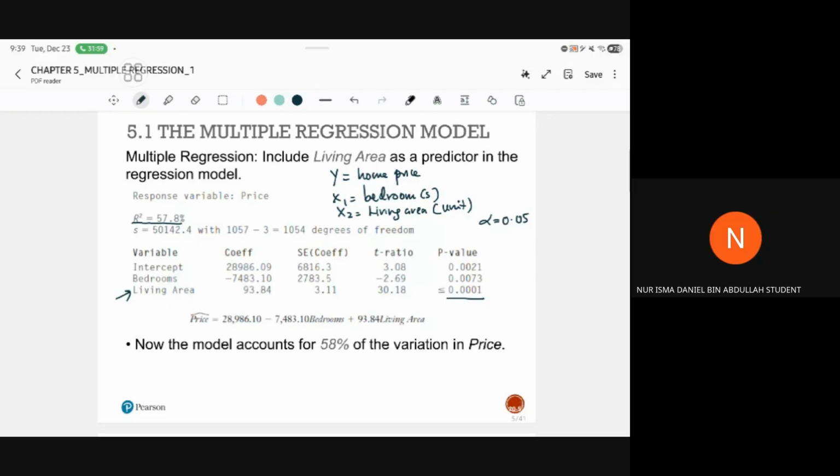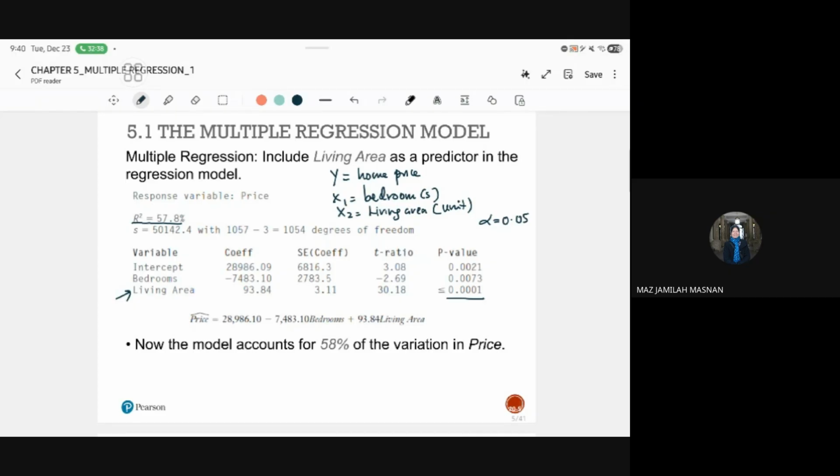Class, why no? Alpha is 0.05, yet your p-value is smaller than alpha. If smaller than alpha, means what? We reject the null hypothesis. Reject that living area has no relationship with home price. So in this case, we reject the null hypothesis, which means that living area coefficient is not equal to 0, meaning that living area has a linear relationship in the multiple regression.